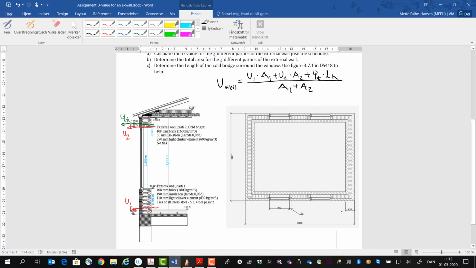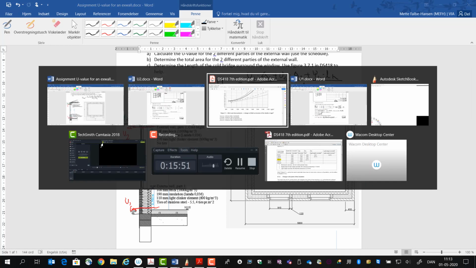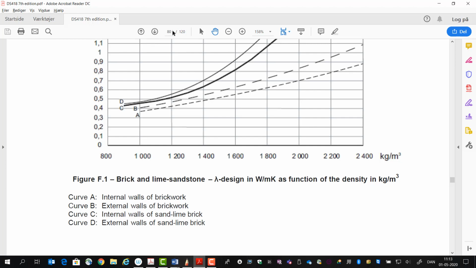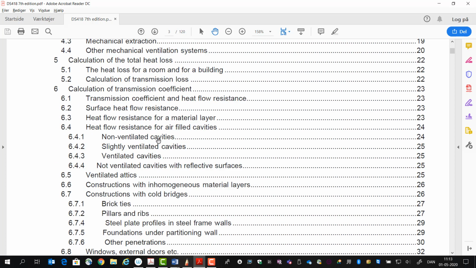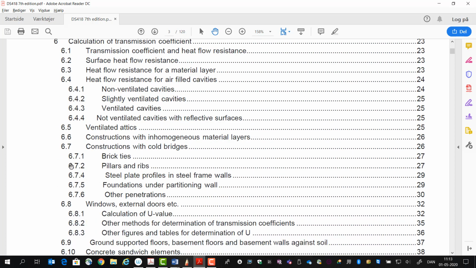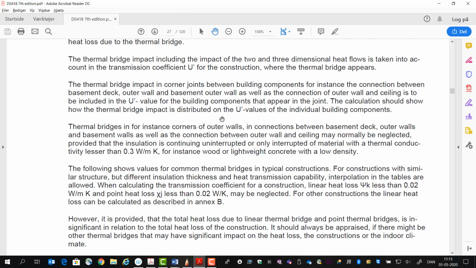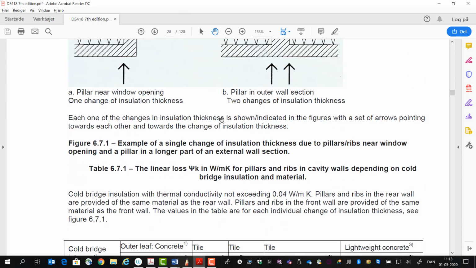What we need to do now is that we need to find what is the linear loss, the psi k, and that we're going to look up in DS418. So we go to DS418, go to table of contents, and then we'll find down here we have the psi k. So that is the cold bridge linear losses that we find here. So go to page 27, and then we go down to the table here.